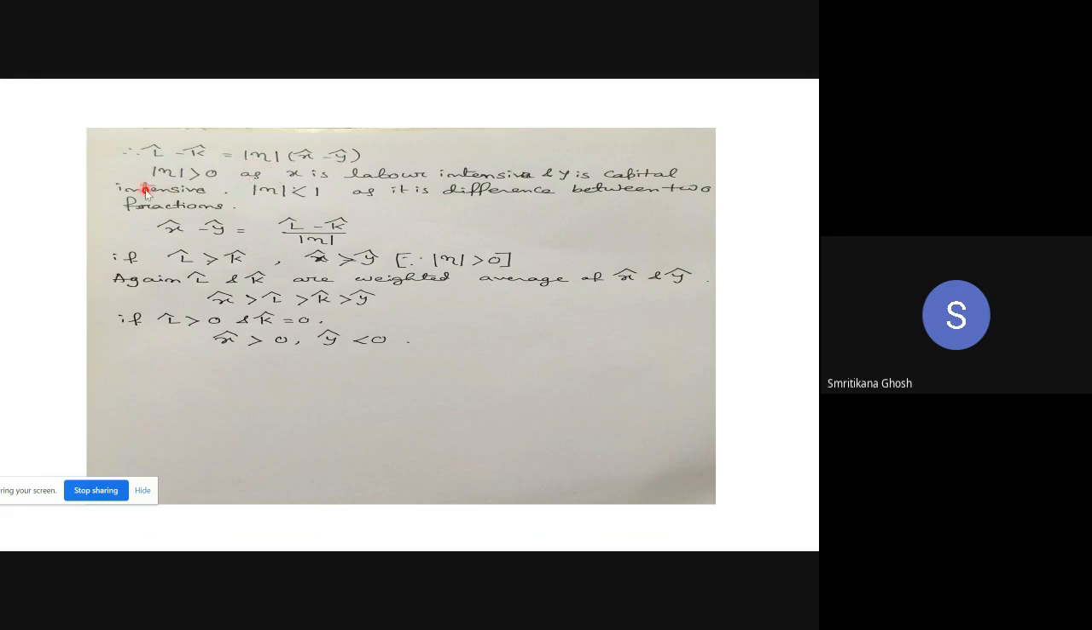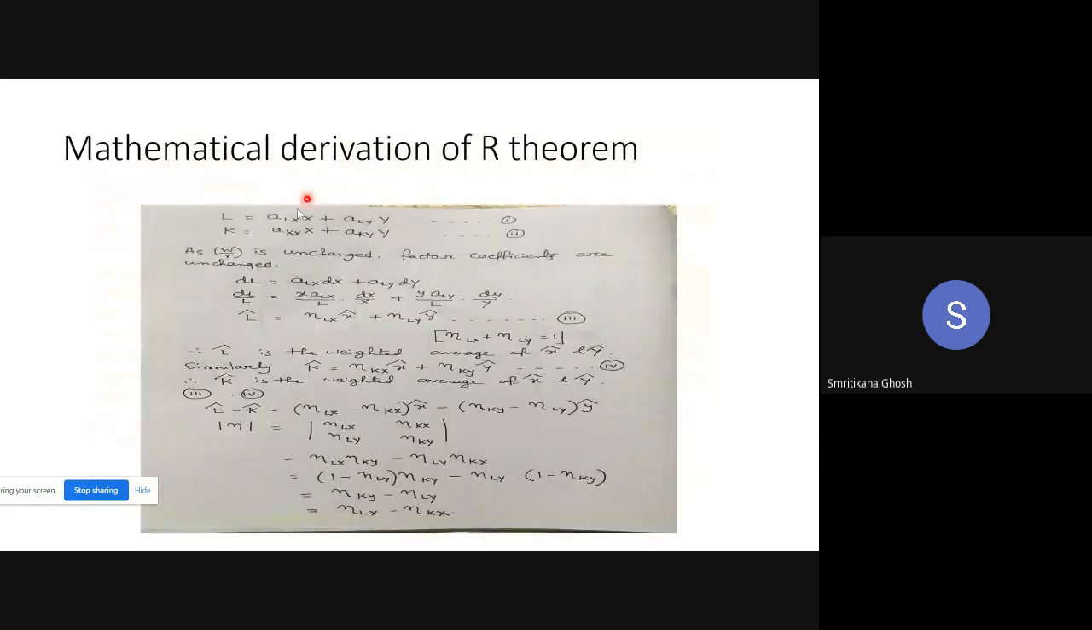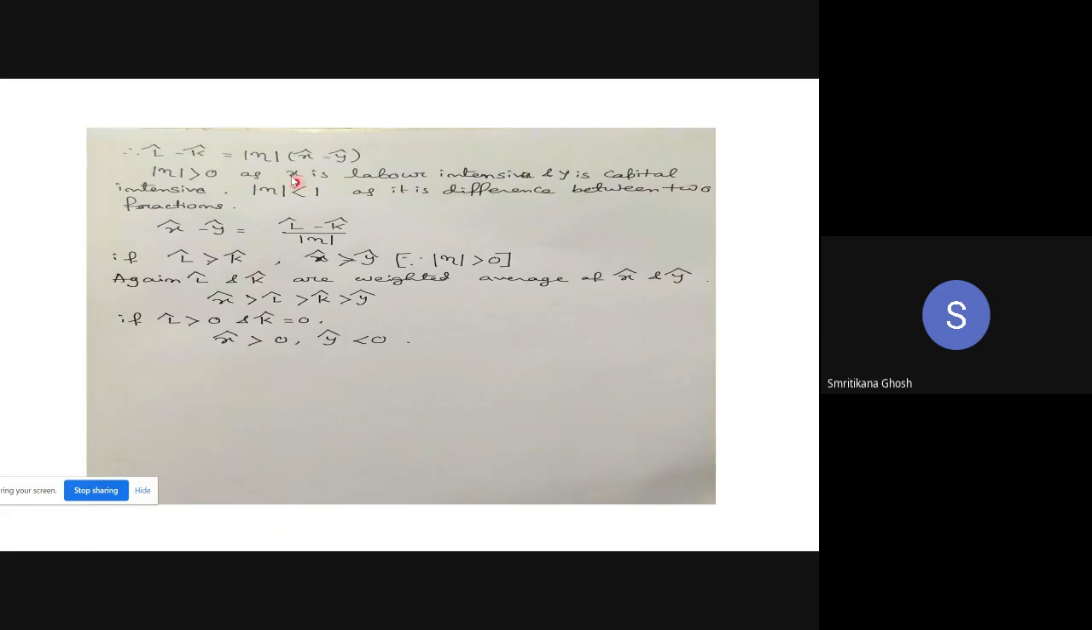So as determinant tilde is greater than 0, why is it greater than 0? Because x is labor intensive and y is capital intensive. Look, x is labor intensive and y is capital intensive. So tilde Lx is greater than tilde Kx always. So that is why determinant tilde is greater than 0, and it is also less than 1. Why? Because you can understand, it is the difference between two positive fractions. So it is less than 1. So you can say determinant tilde is a positive fraction.